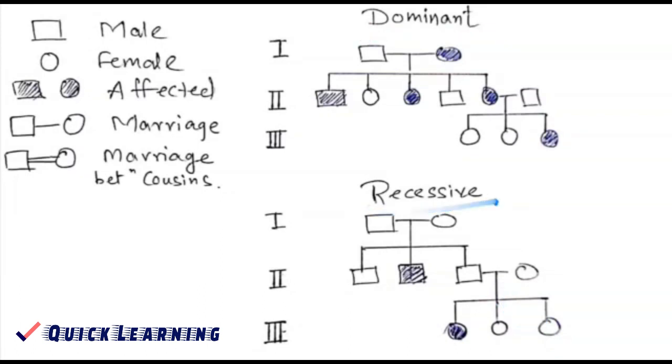Now there are two types of inheritance basically. They are called autosomal and X-linked. I will be calling them A and X. In case of the X-linked inheritance and in case of the autosomal inheritance, what is the basic difference between them? In case of the autosomal, regardless of the sex, I repeat, regardless of the sex, either be it a son or a daughter, the disorder will transfer.